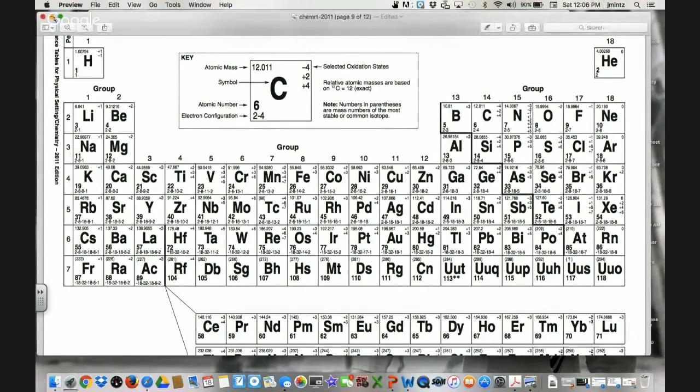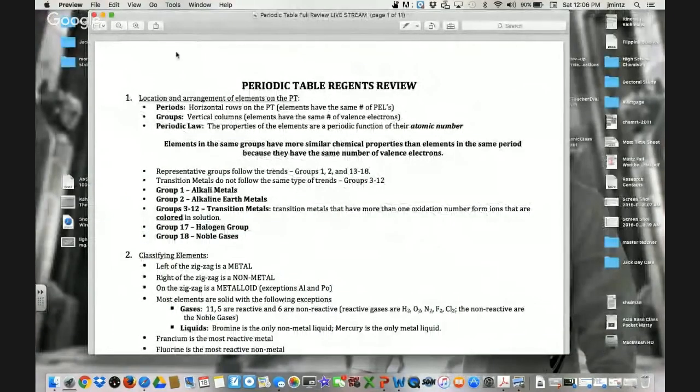Okay, so let's go back to our review. Elements in the same group have more similar chemical properties than the elements in the same period because they have the same valence electrons. That's very important as far as the Regents goes. They love asking you about what the groups have in common. They have in common valence number, which means that they are going to react the same.